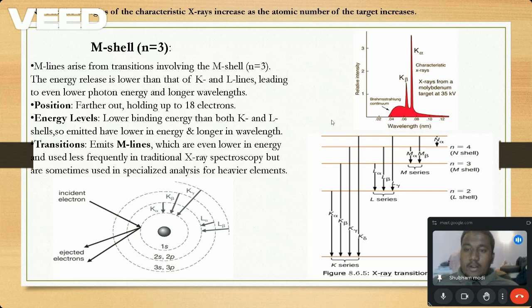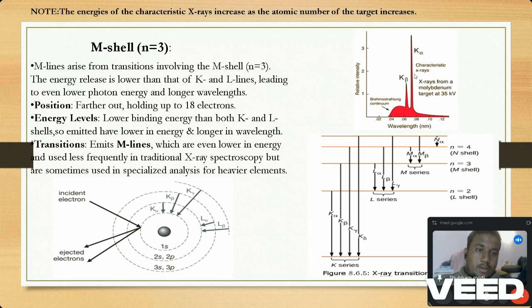So the transitions in the M lines occur less frequently in traditional X-rays because they are of lesser energy. That's why we can see that there are some sharp peaks in K alpha and K beta just because of the characteristic X-rays and high energy of K lines.